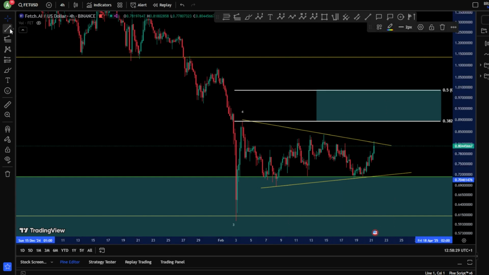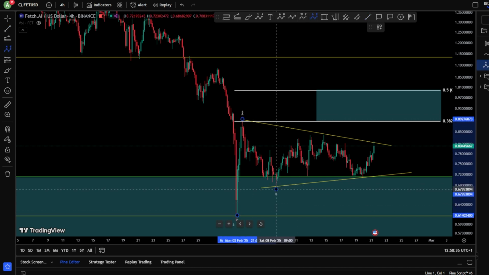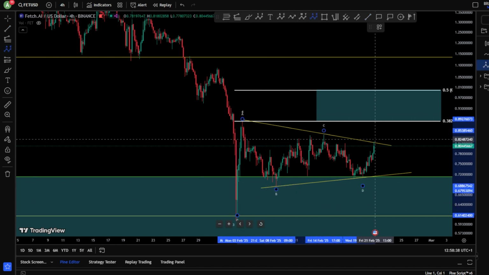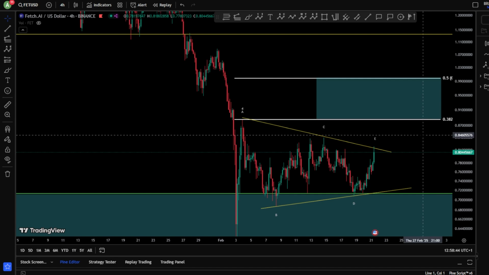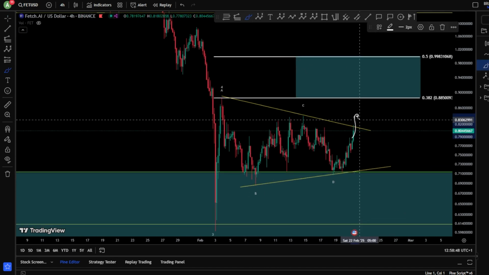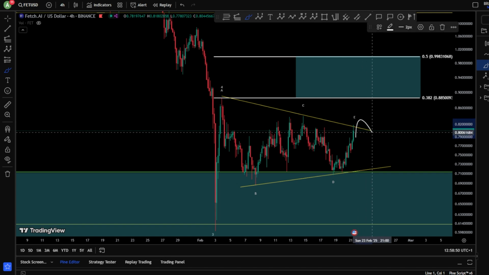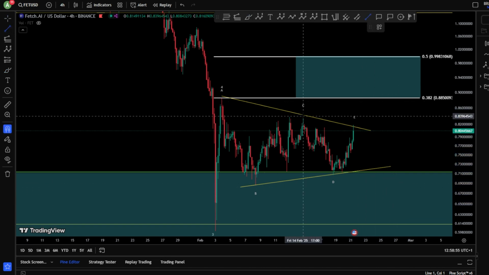As you can see today, higher prices, right? We see here an A. Let's label this A, B, C, D, and an E. So currently we are in a wave E, and this wave E can be finished very, very soon. Don't forget that the wave E can sometimes overshoot the trend a little bit and then start an impulse toward the downside, so we have to be careful.